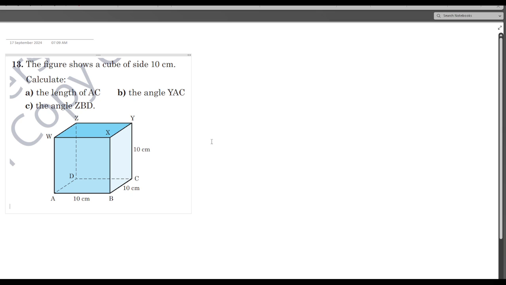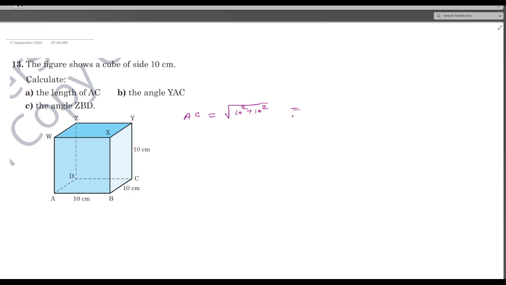Now 13th question. The figure shows a cube of side 10 centimeter. Calculate the length of AC. So the length of AC is fairly simple. AC is equal to the square root of 10 square plus 10 square, as your base is a square. You get 10 square plus 10 square, that is 200. We will take the square root of 200. It is 10 times root 2. In decimal it is 14.1 centimeter.